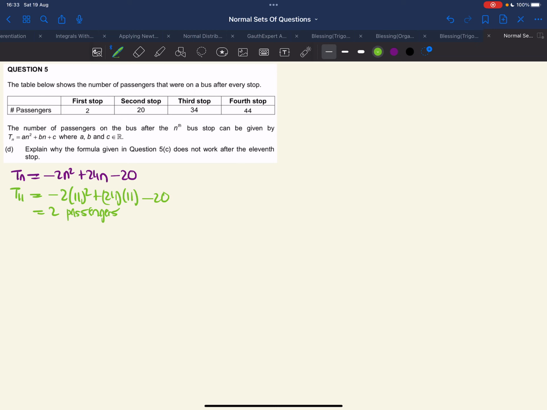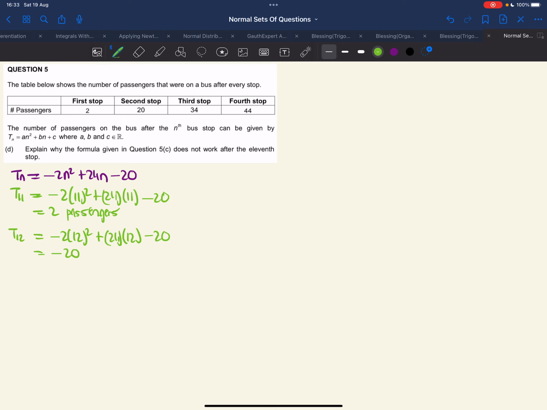Now, the next step is for us to try checking. They're saying that it stops at the 11th. Let's see what happens when we go to 12 stops. Minus 2 times 12 squared plus 24 times 12 minus 20, right? Now let's see, minus 2 times 12 squared plus 24 times 12 minus 20, we get minus 20.